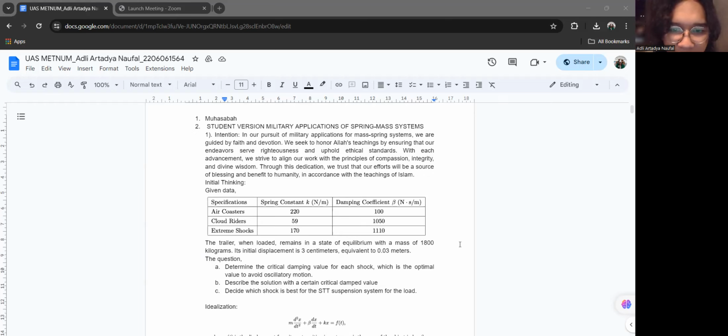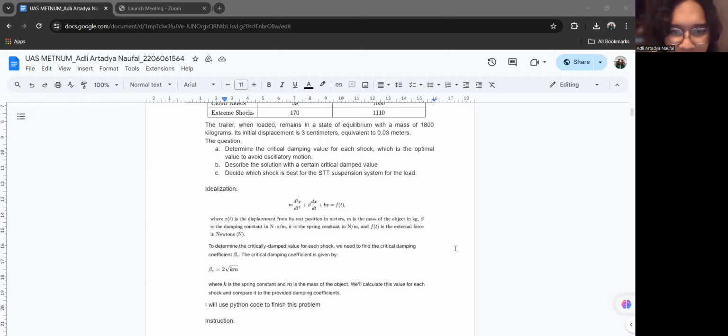determine the critical damping value for each shock, which is the optimal value to avoid oscillatory motion. The second question is, describe the solution with a certain critical damping value. The third question is, decide which shock is the best for the STT suspension system for the load.